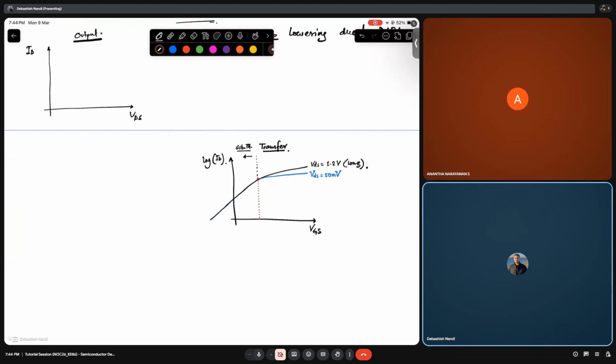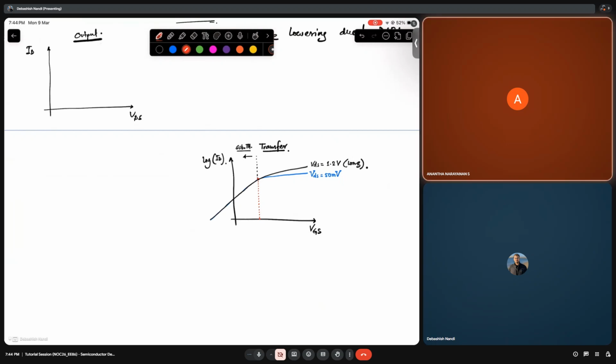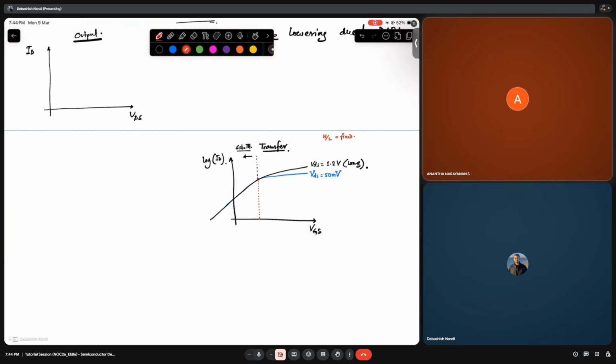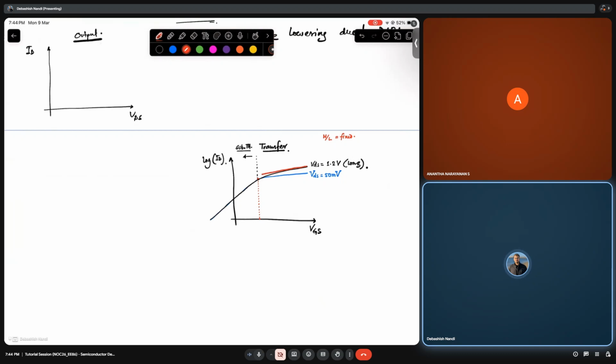What about the short channel? By short channel, I mean W by L, I am taking fixed, okay? But it will be decreased, right, sir? So the short channel device will be like this, okay?